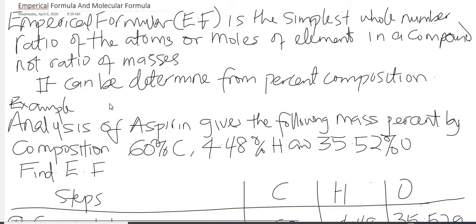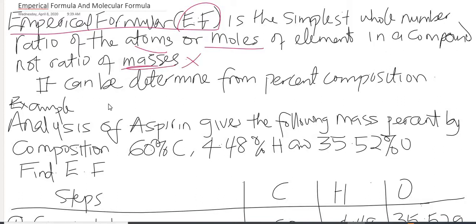Hello everyone. Today in this video I'm going to talk about empirical formula and molecular formula. Empirical formula is the simplest whole number ratio of the atoms or moles of elements in a compound, not the ratio of the masses. It can be determined from percent composition.